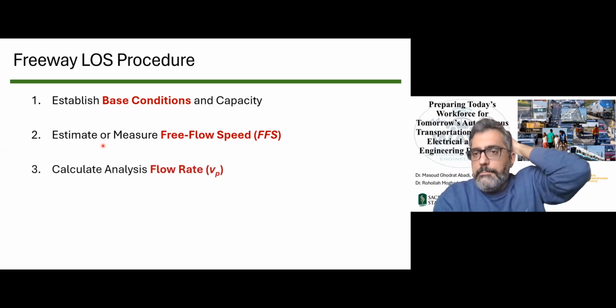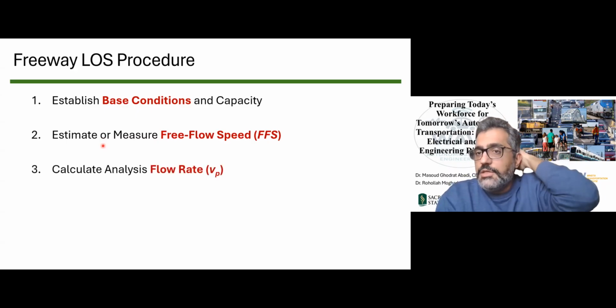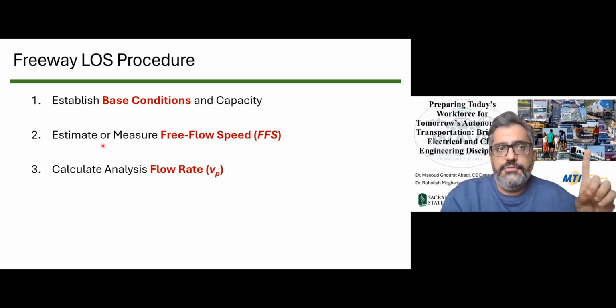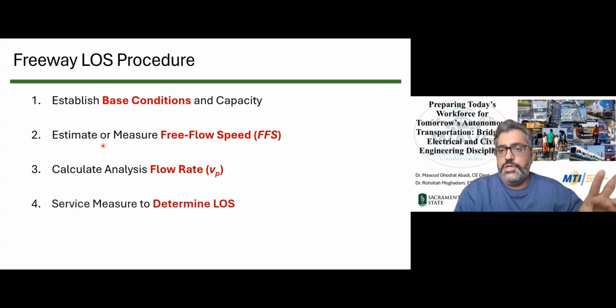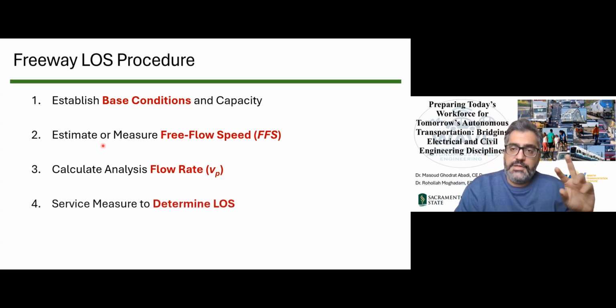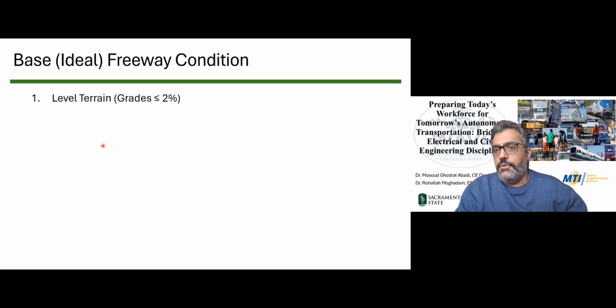Now, how do we measure this difference? We look at the impact of non-ideal conditions on two things: free flow speed and flow rate, the analysis flow rate. And then we measure density based on these two factors. The calculation and adjustment factors for these steps are outside the scope of our work for this module. I only want to give you some insights about what an ideal freeway is.